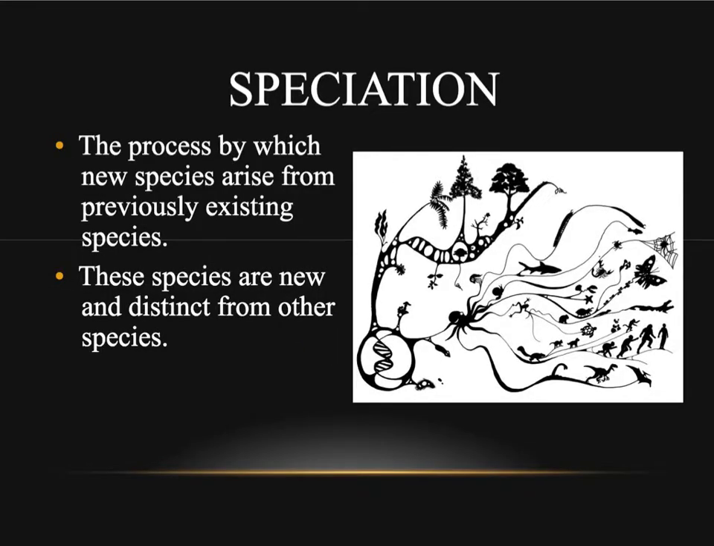So let's start off by defining what speciation means. Speciation is a process in which a new species will arise from a previously existing species. This new species is distinct and new from other species enough to be its own.